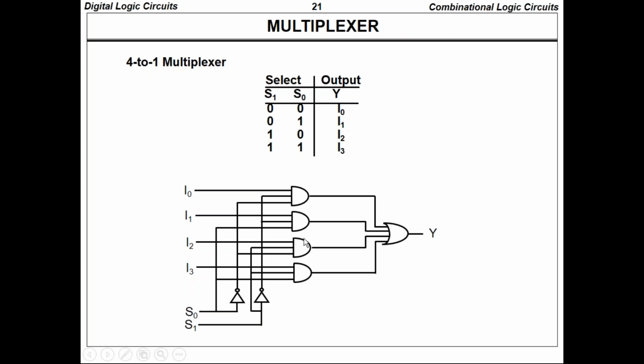Another name for the multiplexer is data selector. Through the selection lines, out of 4 or 8 combinations, we are choosing any one of the inputs to the output.